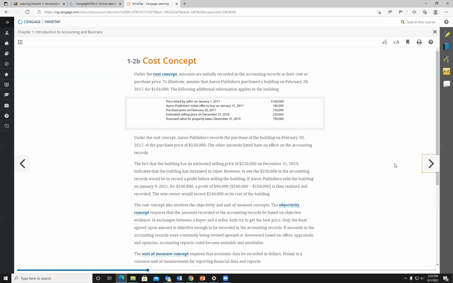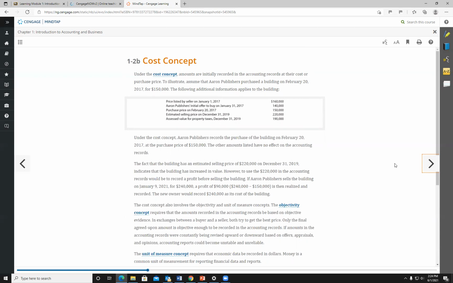He hands you a piece of paper with all these numbers on it. You have the price that it was listed at, what Aaron Publishers' initial offer to buy was, the purchase price, the estimated selling price, and the tax assessment value of the property. Which one do you use?